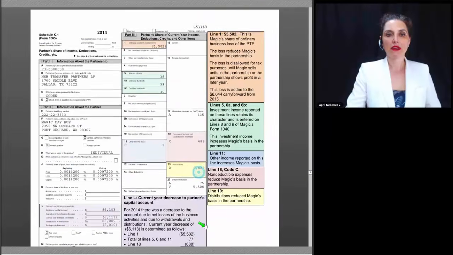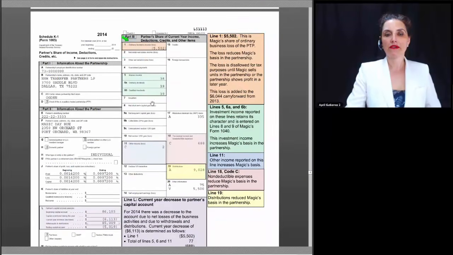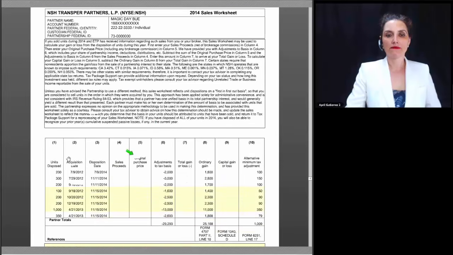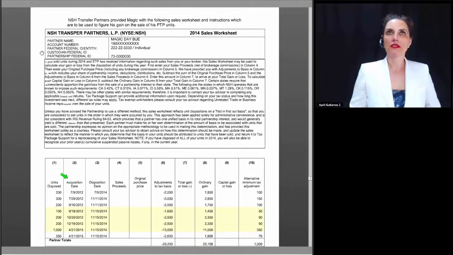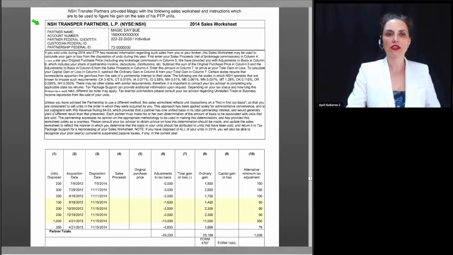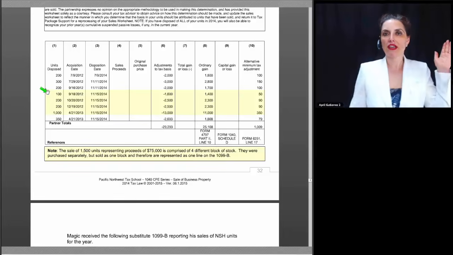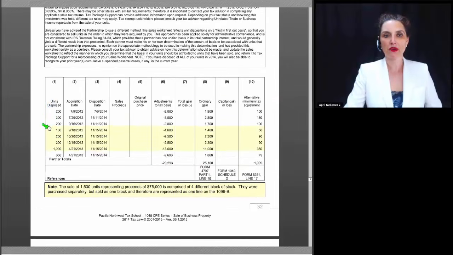So bottom line is we have this loss up here. We also have income. What are we going to be able to do with Magic Debut's tax return? The other piece of information that this K1 came with was the sales worksheet. So NSH Transfer Partners issued the sales worksheet to Magic Debut, and Magic Debut is bringing me this worksheet. It's kind of just buried in an envelope full of other information from the partnership. You got the K1 on top, and then you got all these extra information things, and one of these sheets of paper that's in there looks just like this one.